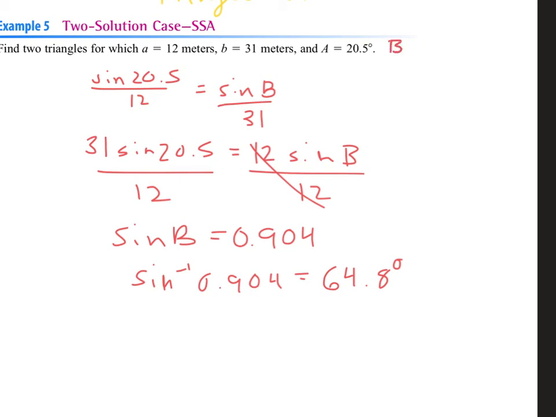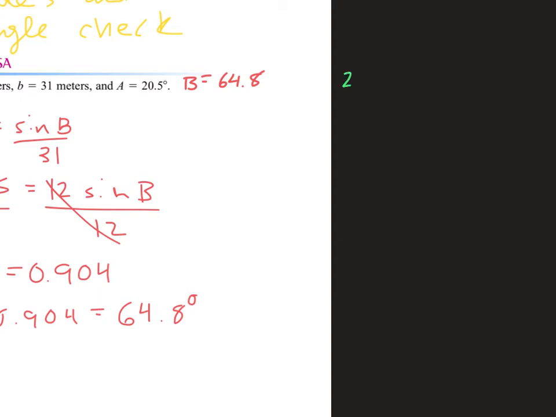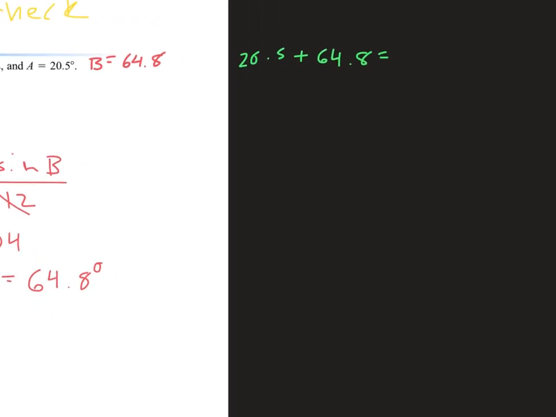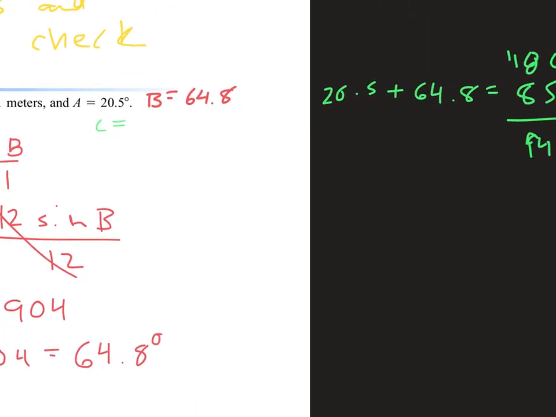So now that we have angle B, what can we find next? Angle C. How do we find angle C? Awesome. Add them up and subtract from 180. So 20.5 plus 64.8 is 85.3. So 180 minus 85.3 gives us 94.7. Everybody else agree? So angle C is 94.7.